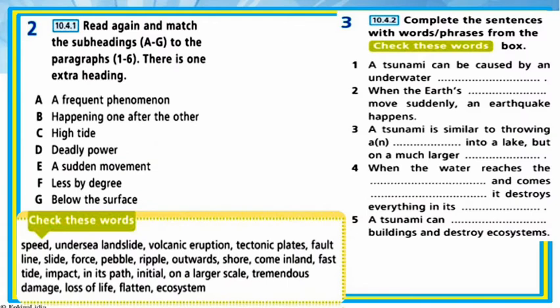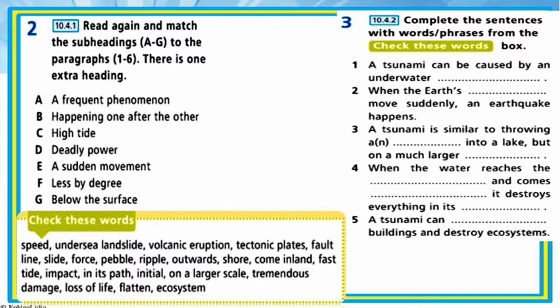Exercise 2. Read again and match the subheadings A-G to the paragraphs 1-6. There is one extra heading. A. A frequent phenomenon. B. Happening one after the other. C. High tide. D. Deadly power. E. A sudden movement. F. Less by degree. G. Below the surface.